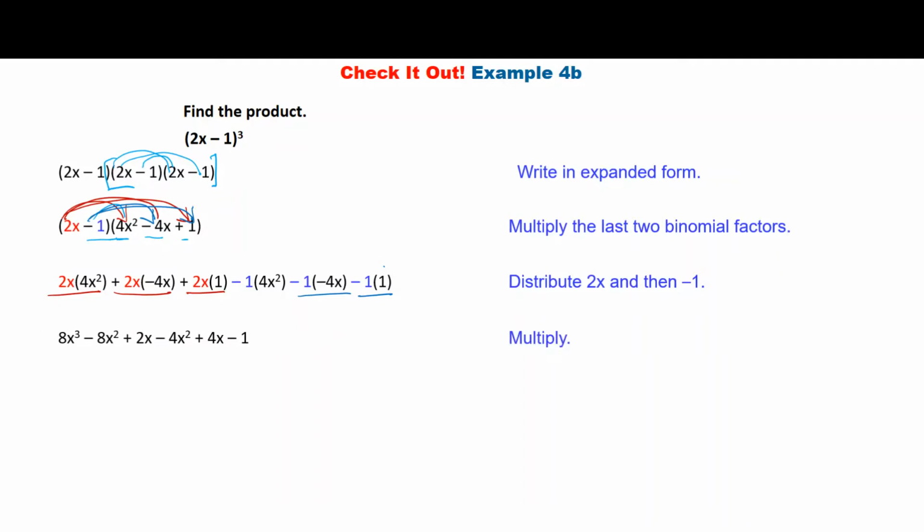All right, so once we've done that, we just multiply everything out. Pretty simple. 2 times 4 is 8x to the third power. 2x times negative 4x is negative 8x squared, and so on all the way down. All right, then when we combine all of our terms, notice I just have one 8x to the third. But as far as x squared goes, I have a negative 8 and a negative 4. So that's negative 12x squared. And then my x's are 2 and 4, so that gives me a 6x and then a negative 1. So there's your final answer right there.